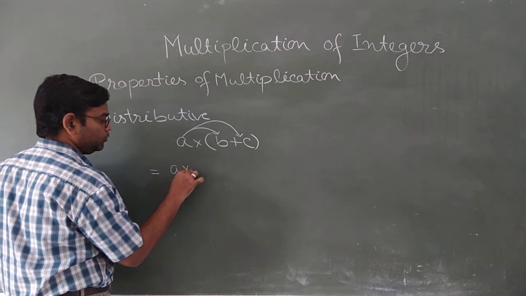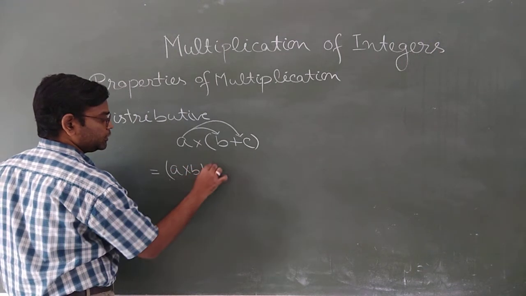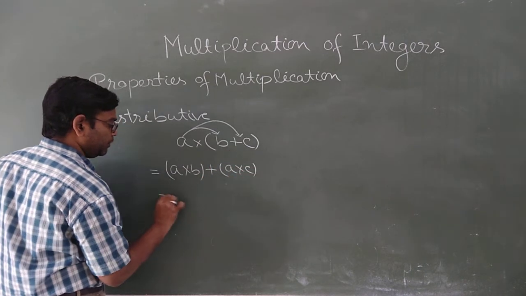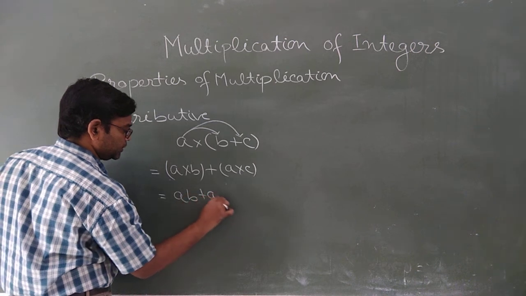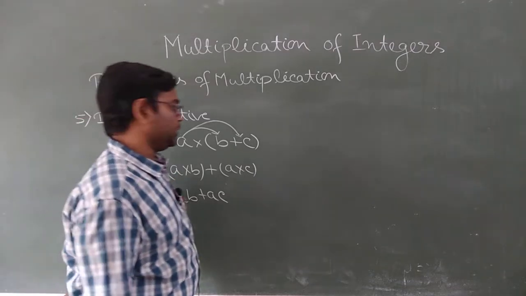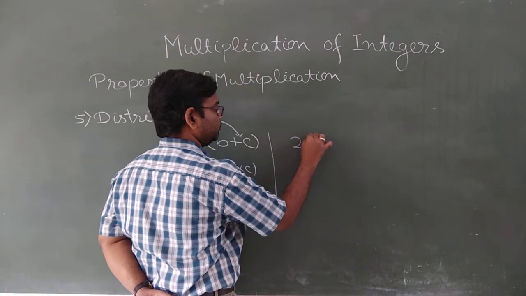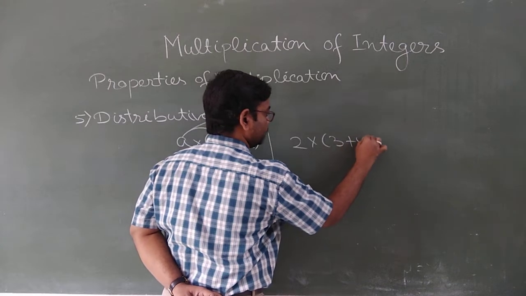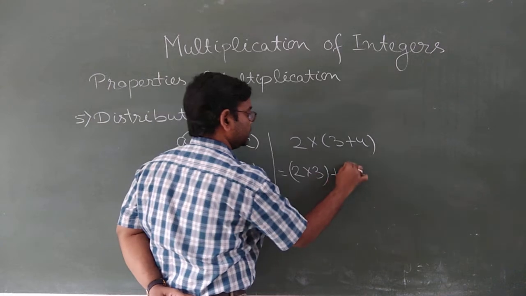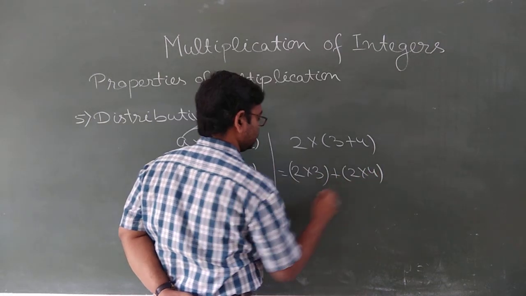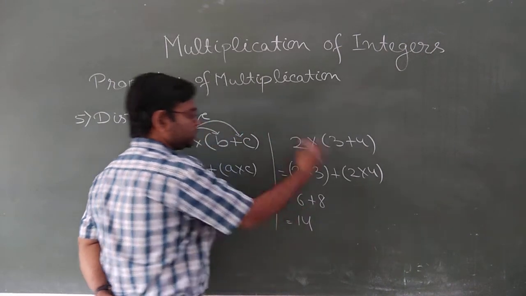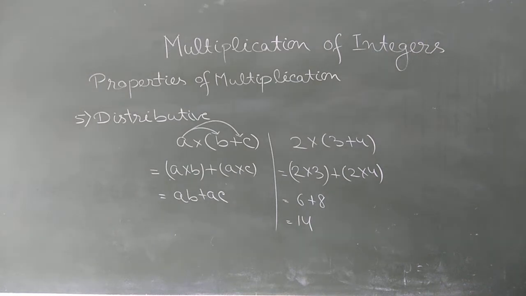Likewise, A into B first, then the plus sign is there, then A into C. So ultimately what we have? AB plus AC. If I explain this with an example, take 3 integers, 2, 3, 4: 2 multiplied by (3 plus 4). So what we have? We have 2 into 3 first plus 2 into 4. It's 6 plus 8, 14. This type of property is known as the distributive property.